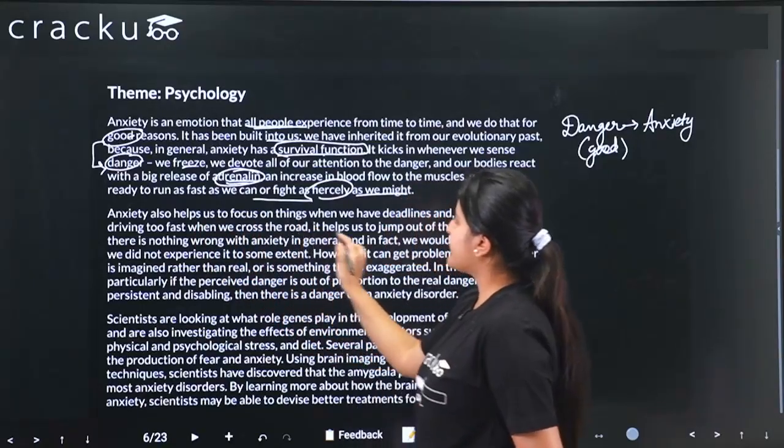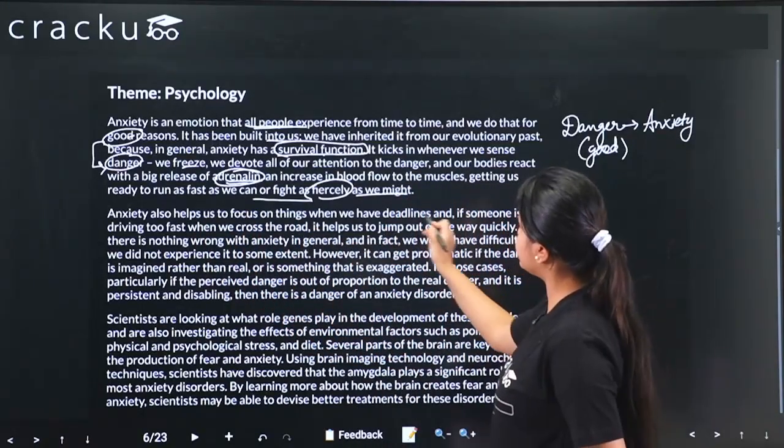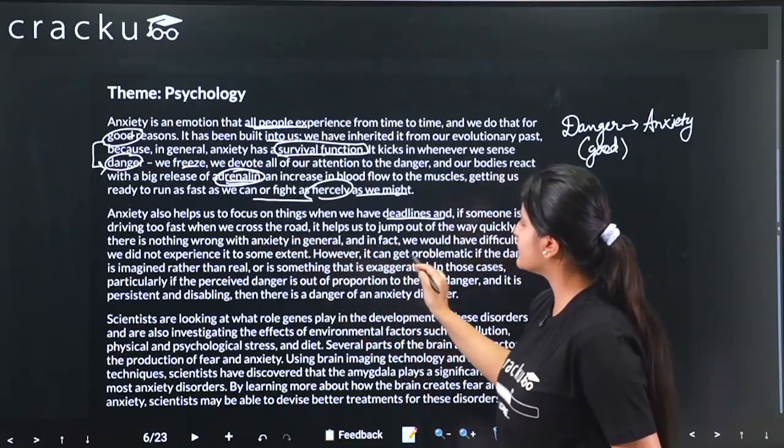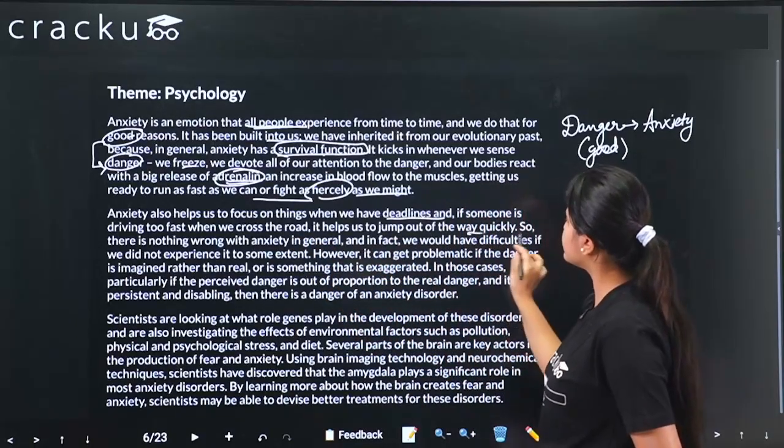Anxiety also helps us to focus on things when we have deadlines, and if someone is driving too fast when we cross the road, it helps us to jump out of the way quickly.